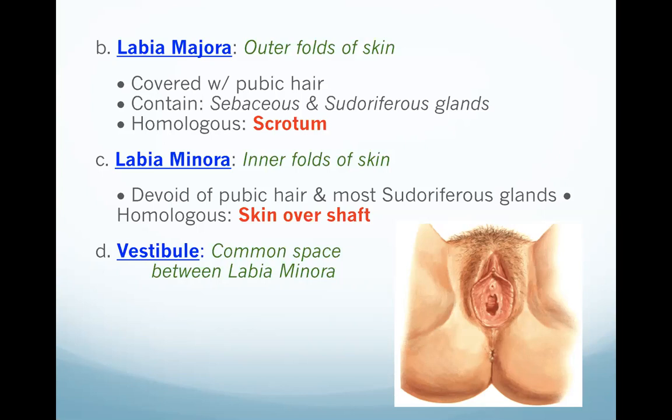Again, the vestibule is just really the space between the labia minora. It's that common space, kind of like the pharynx we see in the oral cavity. It's going to be a common place for the exit of urine as well as reproductive substances. So that's called the vestibule. In this view, these are the labia minora, and this space is called the vestibule. And again, I'm going to have my urethra, my vagina, and then outside the vestibule, of course, is the anus.